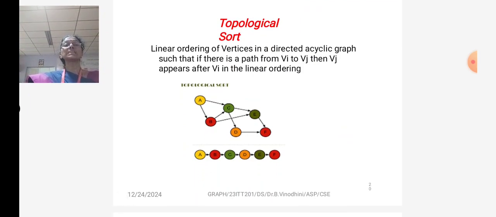Topological sort is nothing but a linear ordering of vertices in a directed acyclic graph such that if there is a path from Vi to Vj, then Vj will appear after Vi in the linear ordering. So this is the definition of topological sort. Suppose we have a path from Vi to Vj, it means Vj should appear after the visit of Vi. So this is an ordering of vertices, and it is called a topological sort.